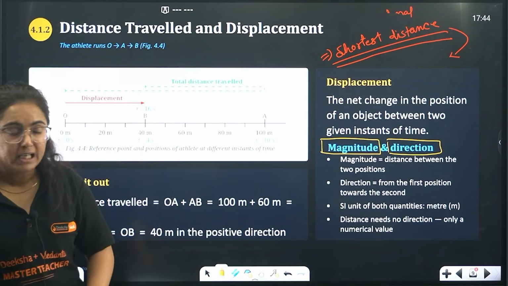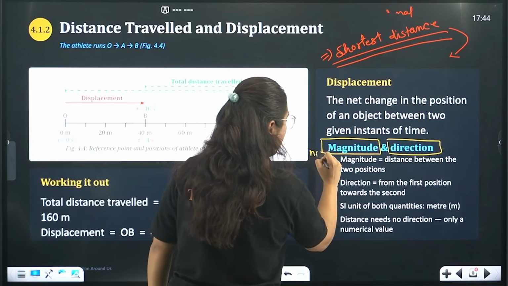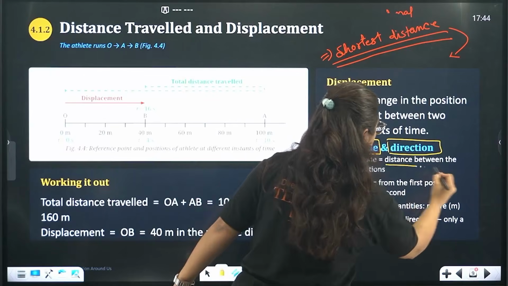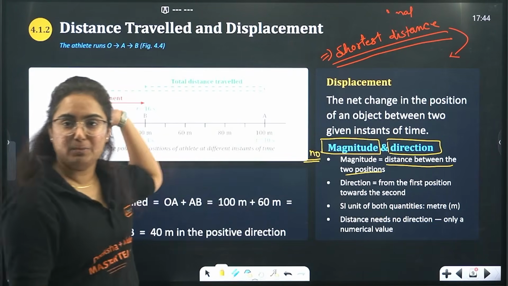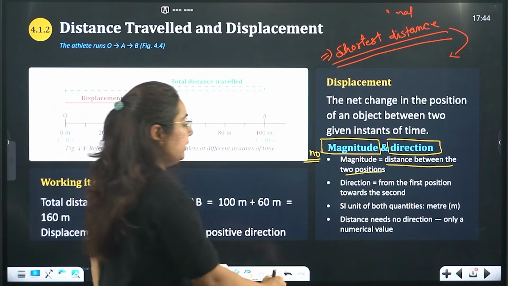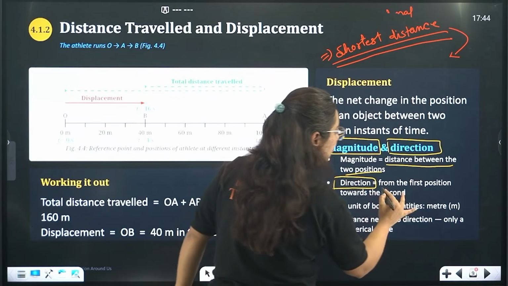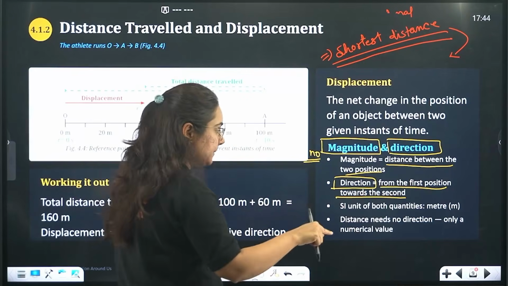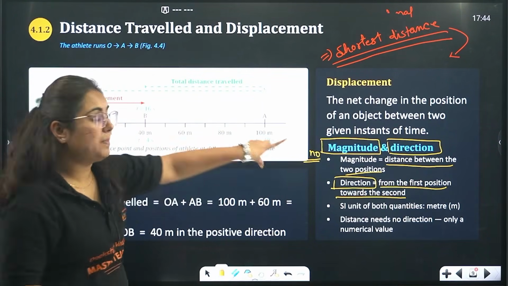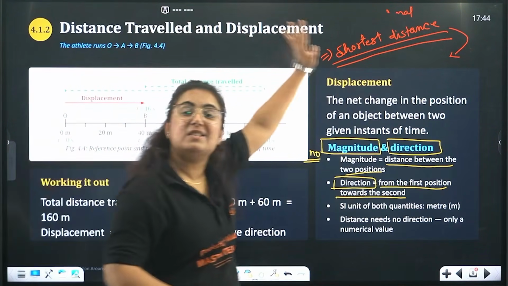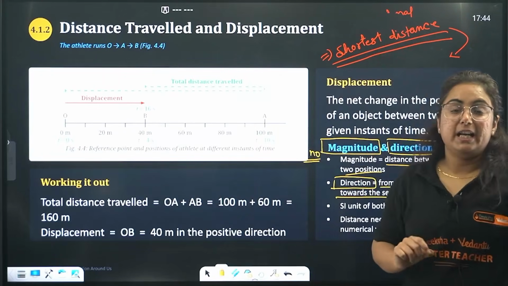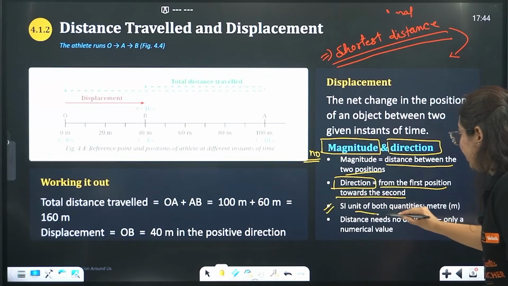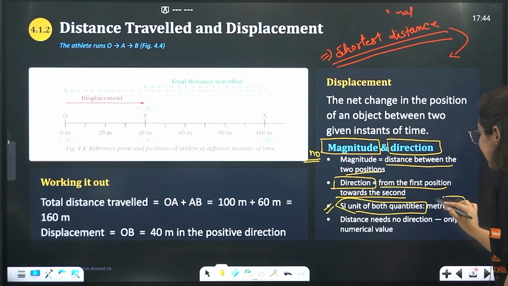Right? Magnitude basically means number. Here the number is the distance between the two positions, point A and point B. However, when we talk about direction, it means from the first position towards the second. So distance depends upon number, however displacement depends upon direction. When we talk about the SI unit of both quantities, it is the same, that is meter.